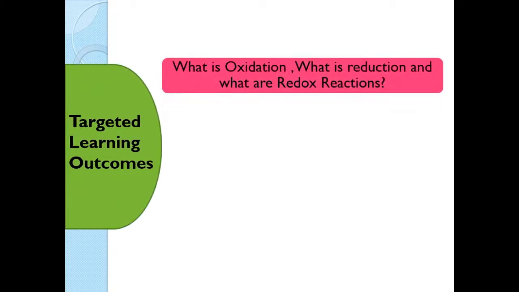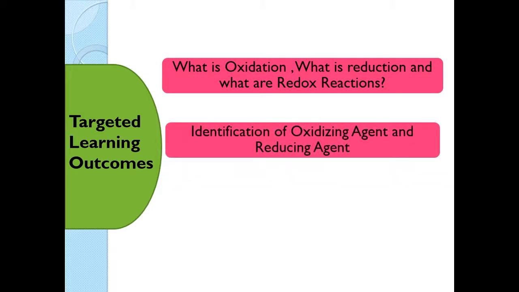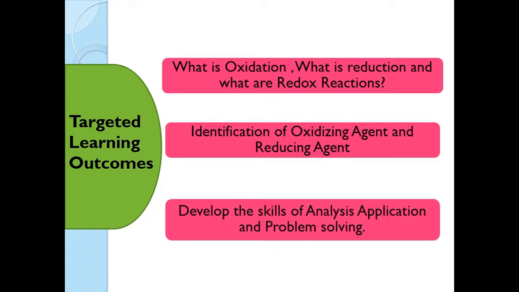Targeted learning outcomes for this current session. By the end of this session, we sincerely hope you will be able to understand what is oxidation, what is reduction, and what are redox reactions. You will be able to identify oxidizing agent and reducing agent from given redox reaction and will develop skills of analysis, application, and problem solving.